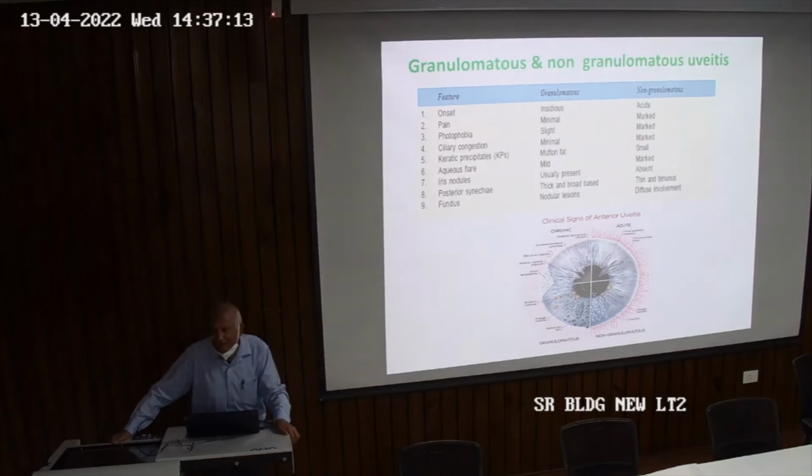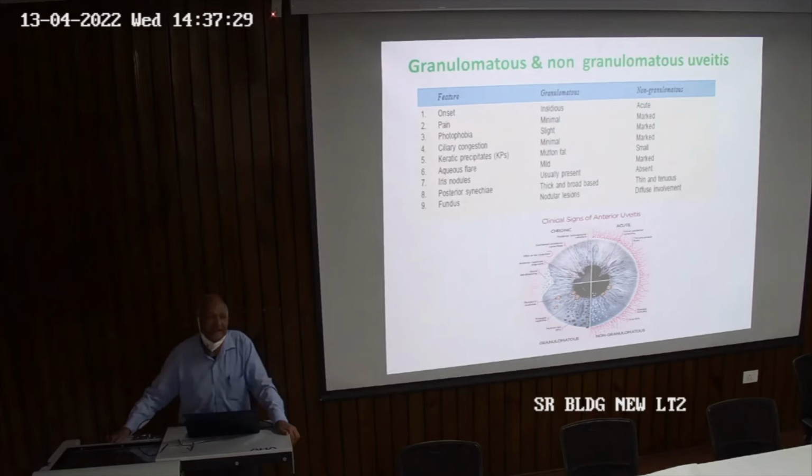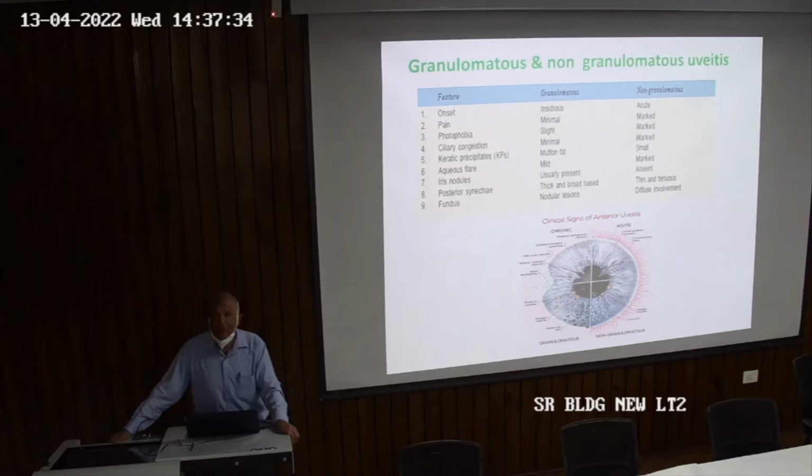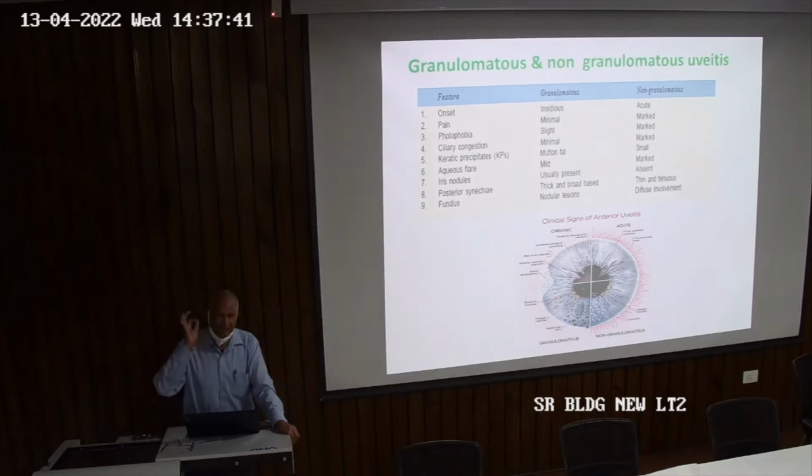Like that, granulomatous uveitis is generally infective, like tuberculosis or syphilis, but one disease, sympathetic ophthalmitis, is not infective. It causes granulomatous uveitis with tubercle formation. That is an exception. Or VKH, Vogt-Koyanagi-Harada disease, is also an allergic uveitis. So there are some exceptions, but usually remember that granulomatous is infective and non-granulomatous is allergic in nature.